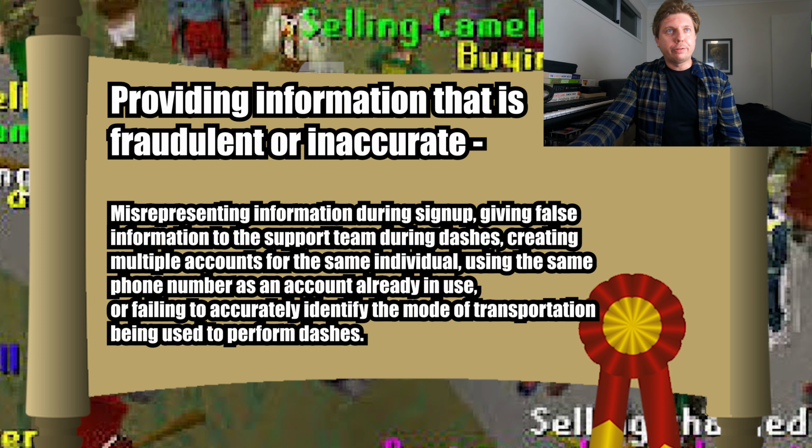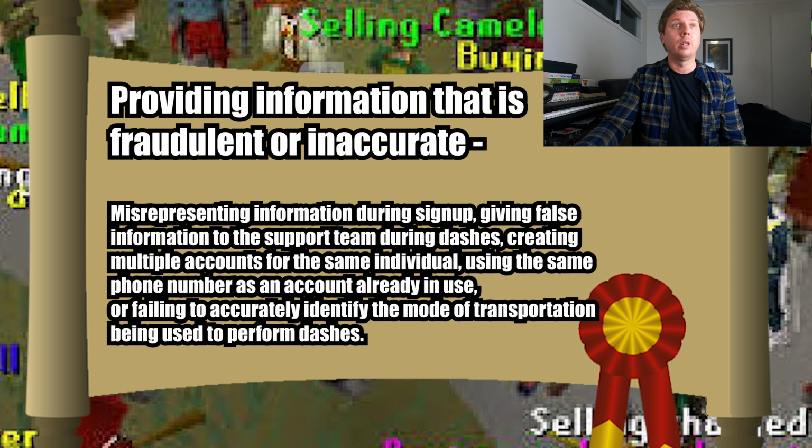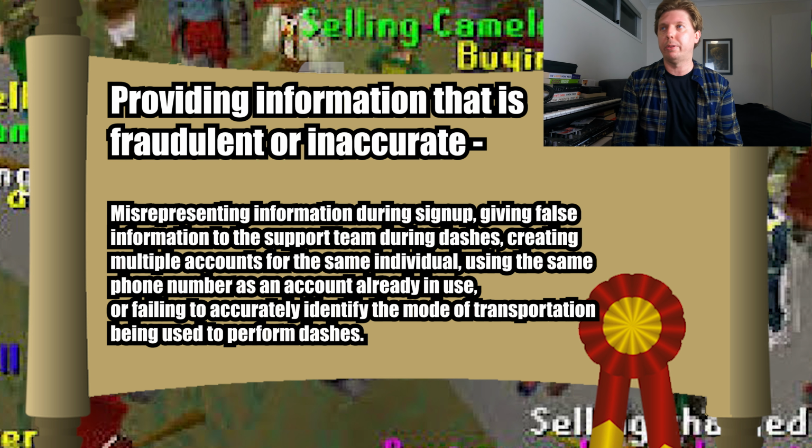Providing information that is fraudulent or inaccurate. So misrepresenting information during sign up, giving false information to the support team during dashes, creating multiple accounts for the same individual, using the same phone number as an account already in use, or failing to accurately identify the mode of transportation being used to perform dashes. So two common things that people try to do to skirt the system here is they'll have multiple Doordash accounts. They'll log them both in at the same time because they're like, cool, I've got two accounts logged into the same zone. I've just doubled my chances of getting an order.